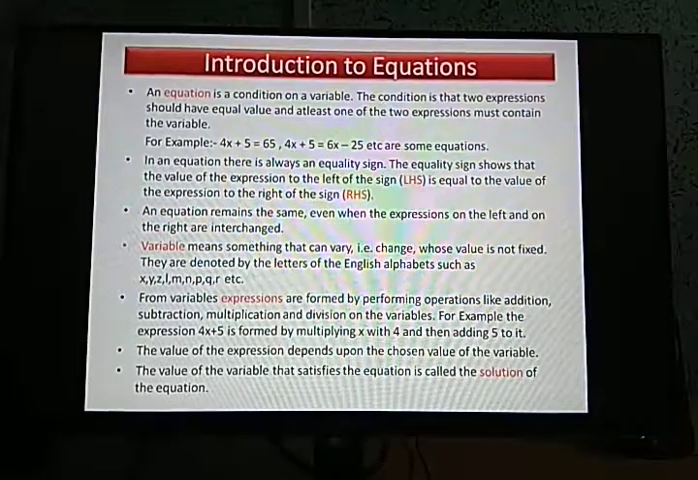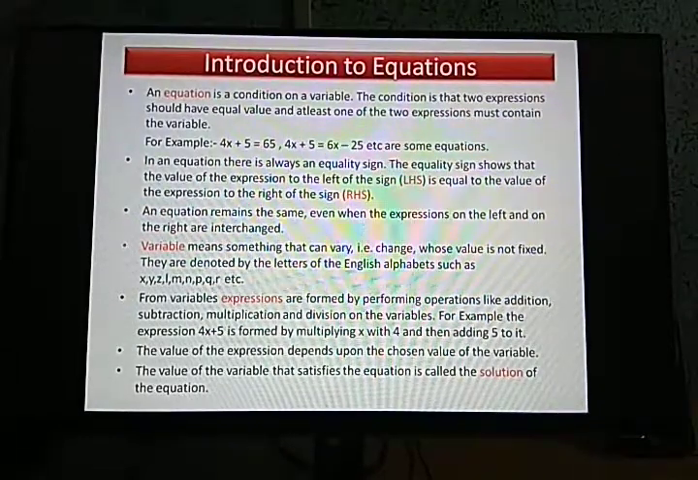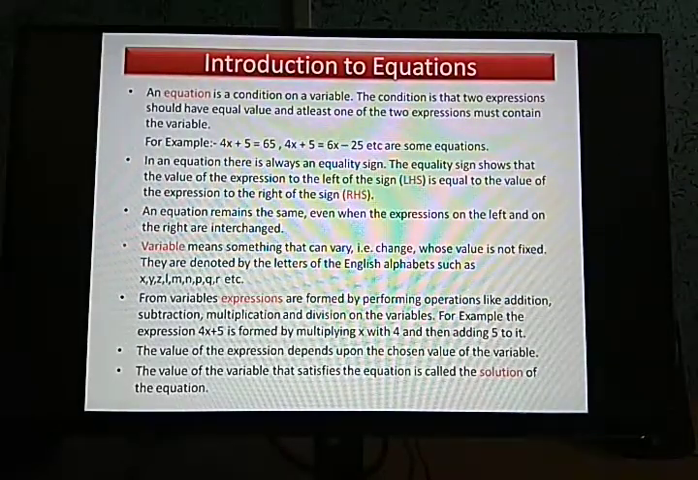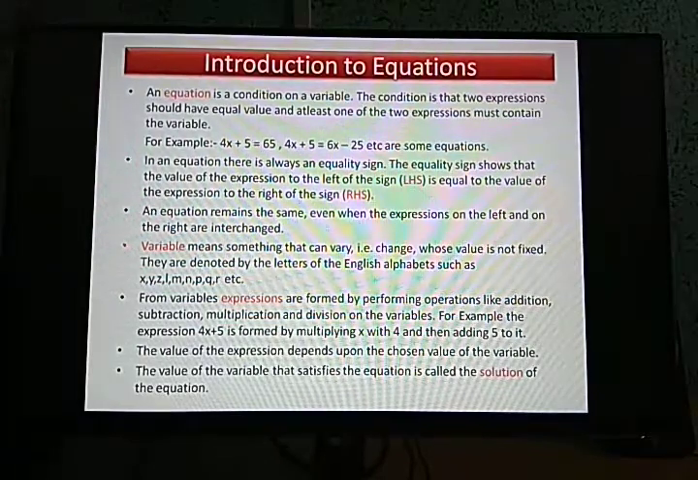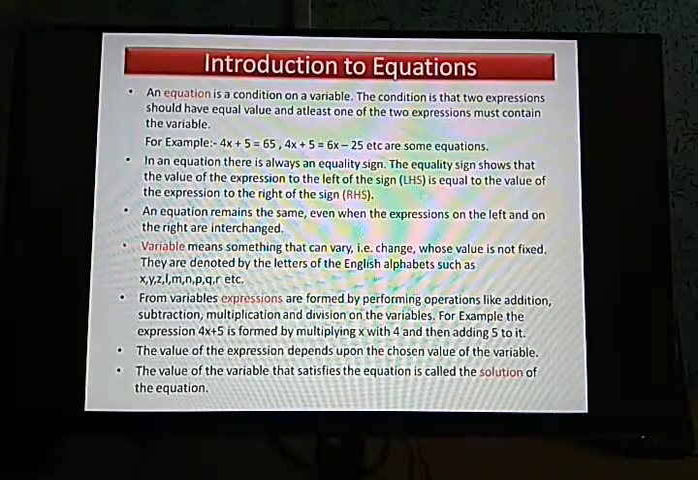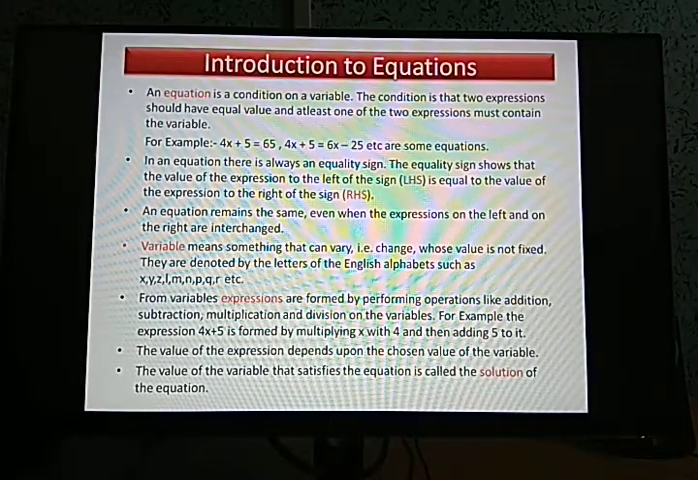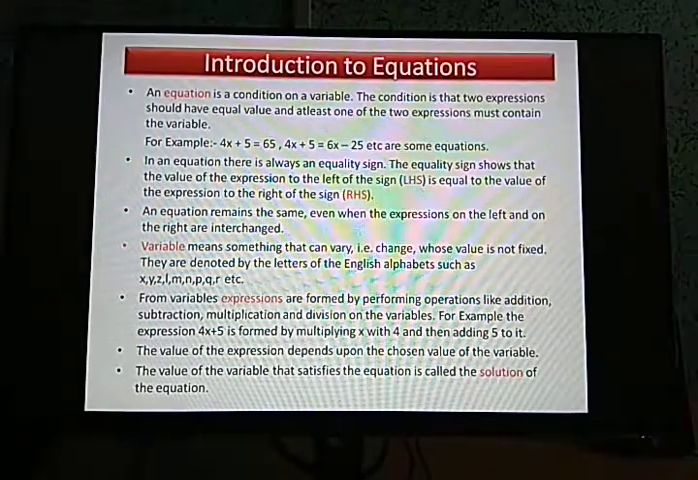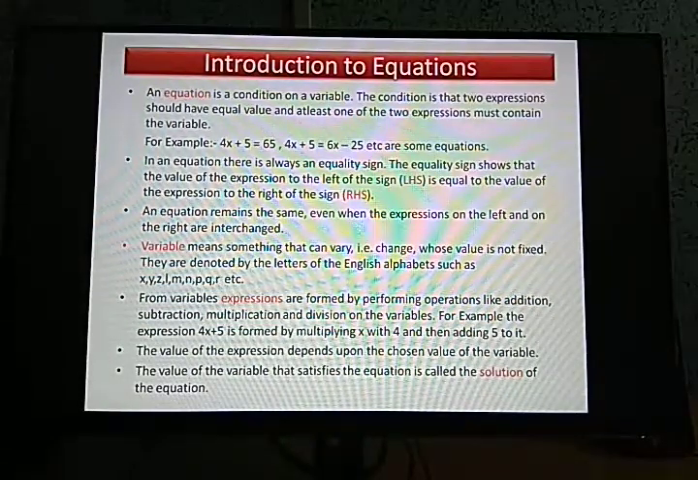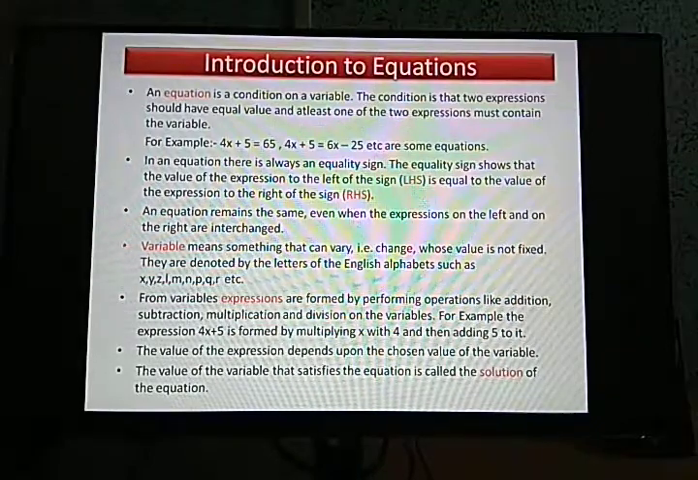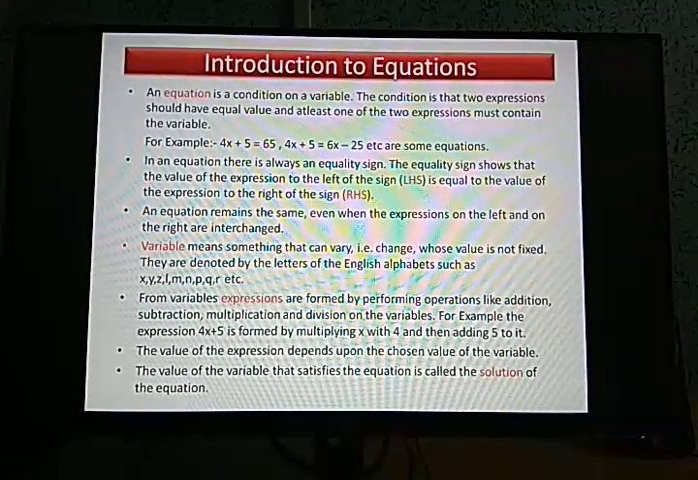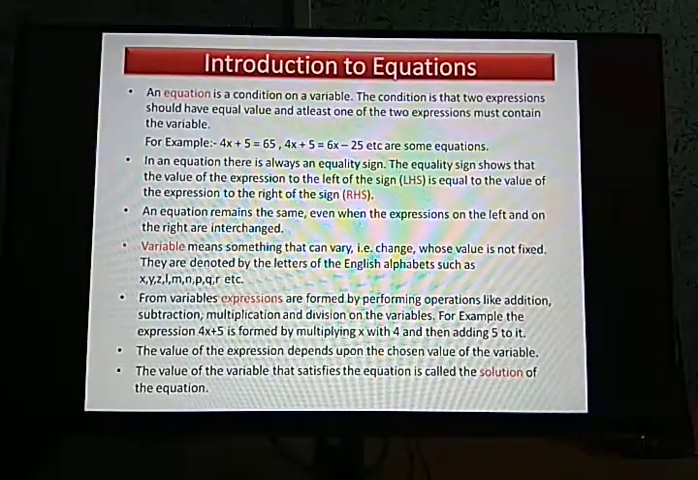For example, here 4x plus 5 equals 65. What will be the value of the variable? We don't know, but we can find it out by solving for x. So if we solve for x here, we will get x is equal to what? 15. So 4 into 15 is 60, and plus 5, 65. So the value of x here is 15. So 15 is the solution of the equation. Clear? So this was all about the introduction to equations.